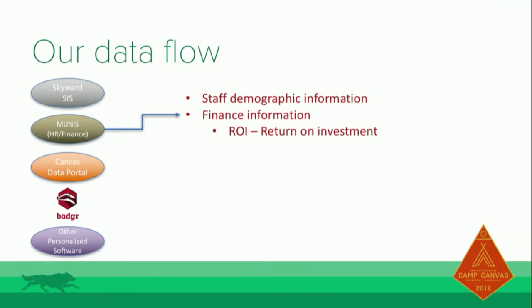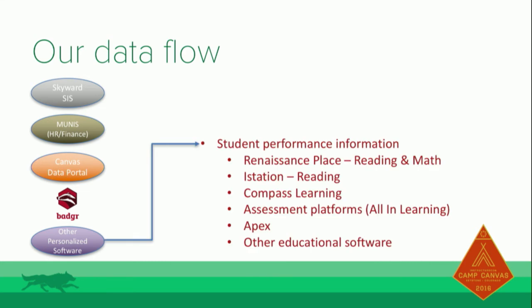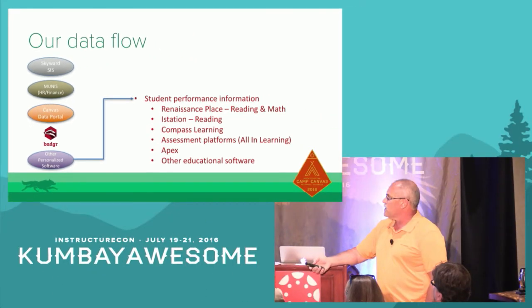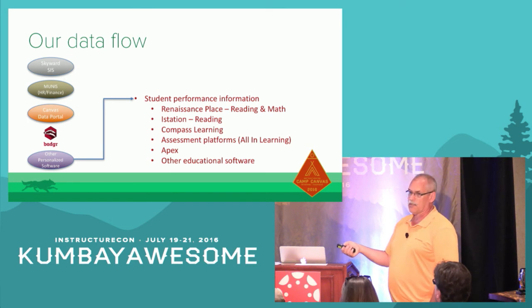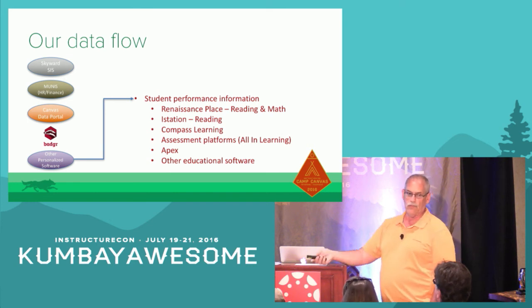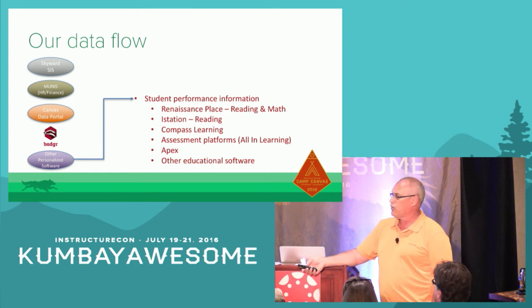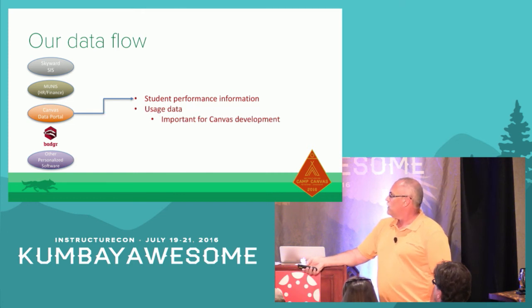We pull staff demographic information, finance information. We'll do return on investment reports, student performance information. We have Renaissance Place. We pull student performance information. A lot of this gets mashed with the Canvas data portal information to push out into reports. And then our Canvas data reports, we're going to start with student performance information only. Usage data will come later.